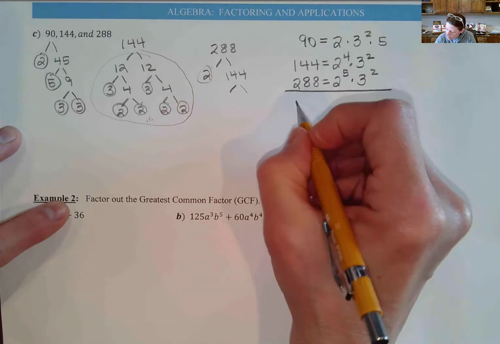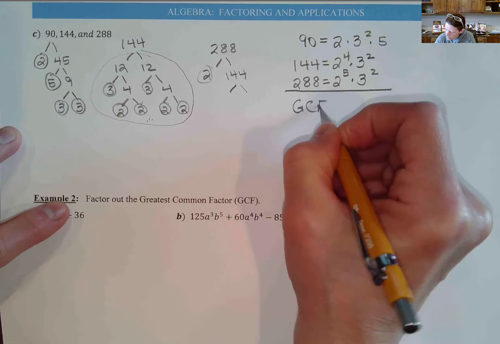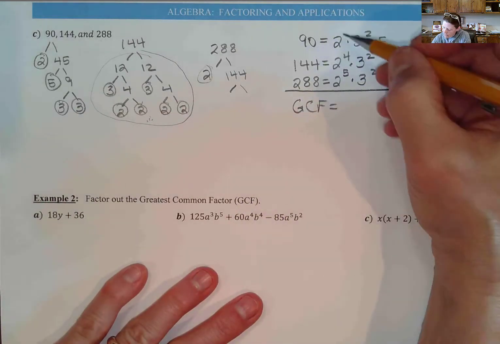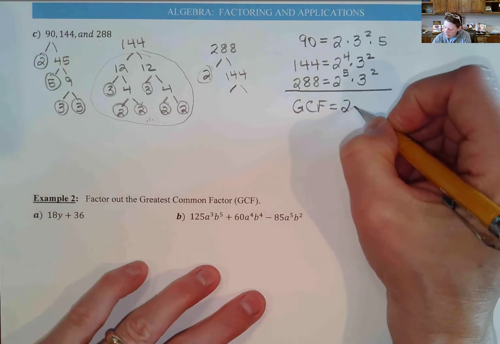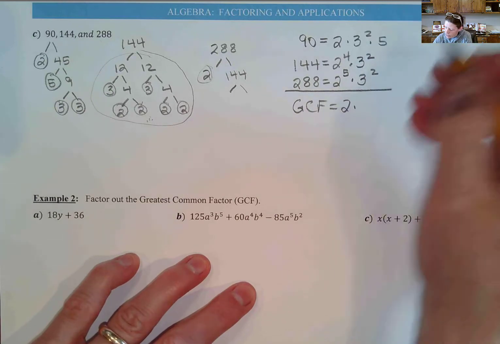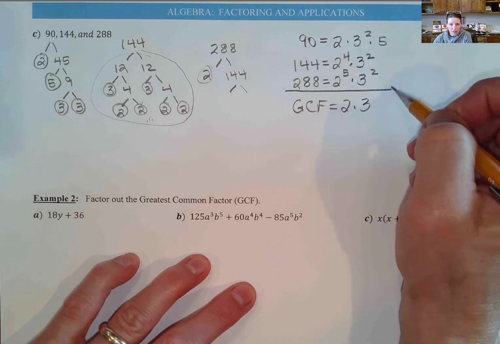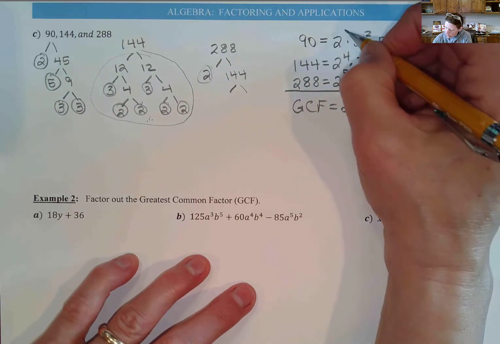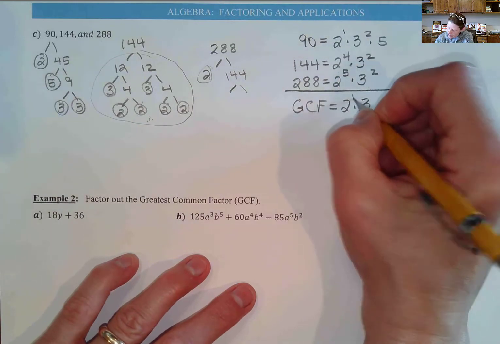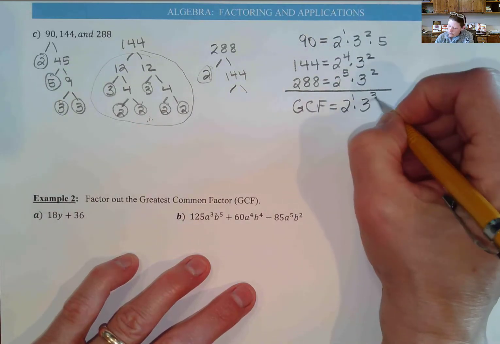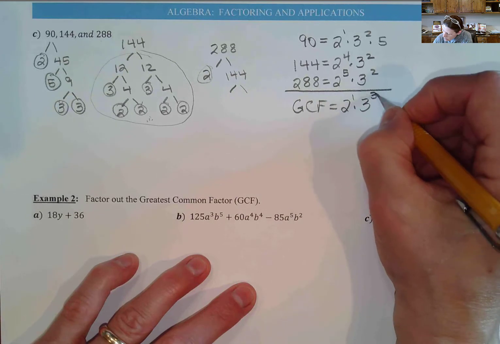Now as we write our greatest common factor, it includes every common factor that we see in the previous factorizations. So it includes 2 and 3, but not the 5. Along with our least exponents, so that will be 2 to the 1st times 3 squared.